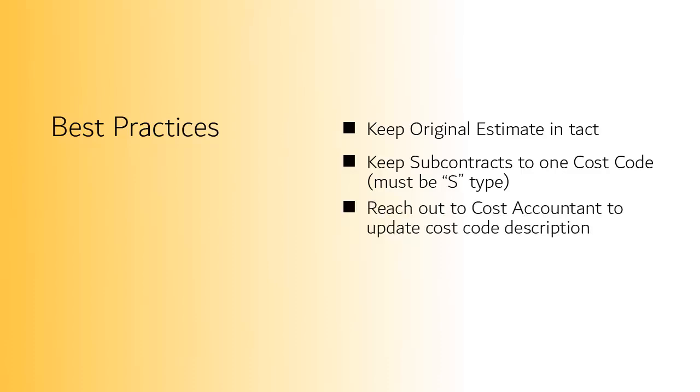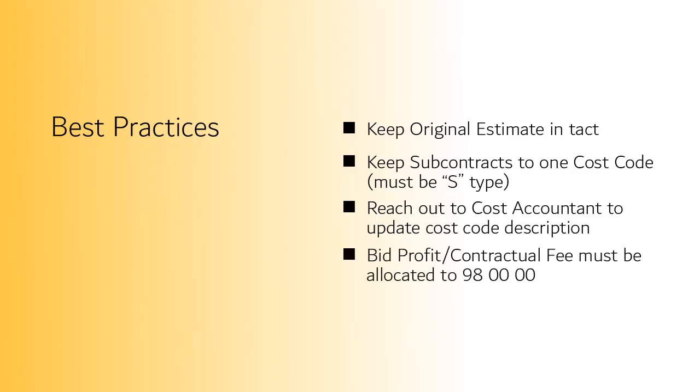As subcontracts are being issued, we do recommend that you reach out to your cost accountant to update the cost code description by adding the subcontractor's name. This will be helpful for tracking purposes later on. Bid profit contractual fee must be allocated to the 980000 cost code and is managed outside of the cost report. Coded estimate must equal contract value. Piecemeals will not be accepted.